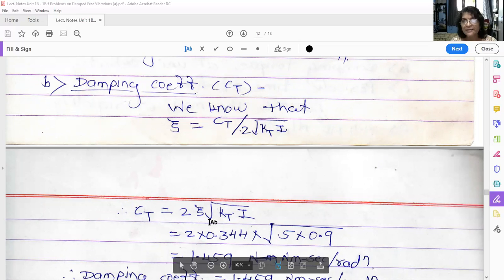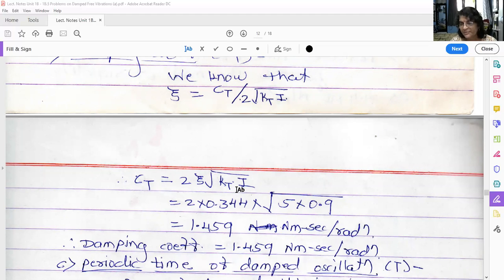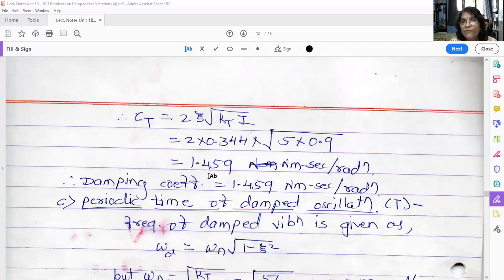See, it is written here. So 2 into zeta, which we have just found out, into square root of Kt. Kt is directly given as 5 Newton second per radian, and I we have calculated as 0.9 kg meter square. So Ct, the damping coefficient, is equal to 1.459 Newton meter second per radian.